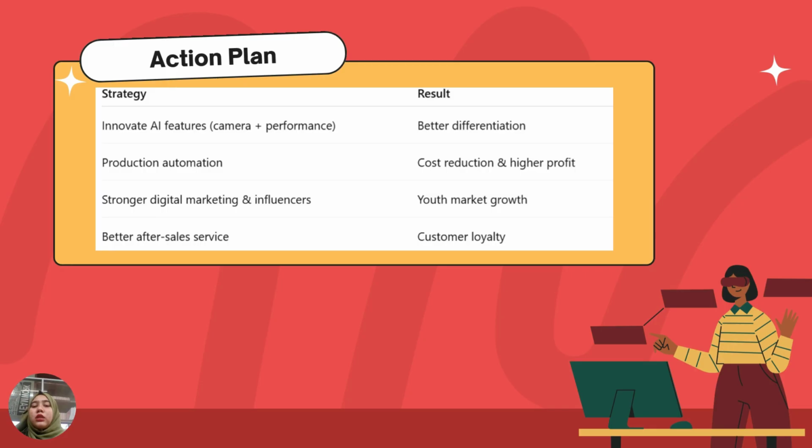Third, using strong digital marketing and influencers helps to connect better with the youth market since they are very active online. And lastly, improving the after-sales service builds customer loyalty, so people keep choosing the brand while the market gets competitive. So this plan helps address the threats and turns the forces into opportunities for growth.